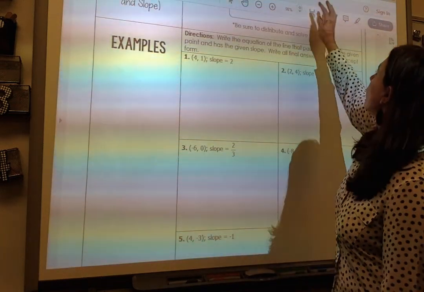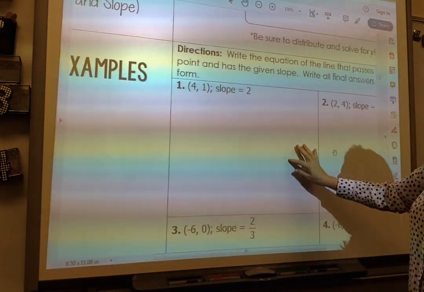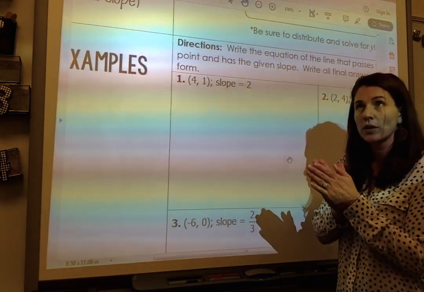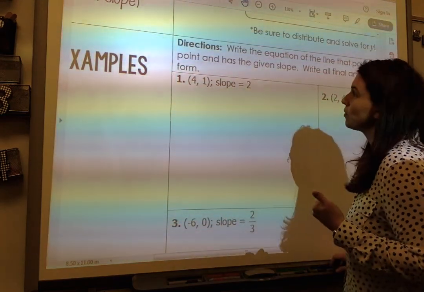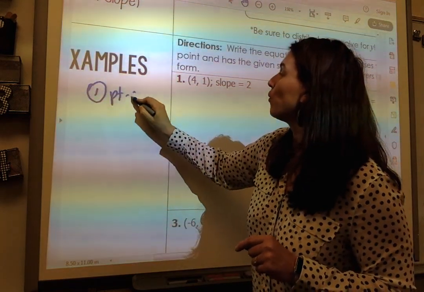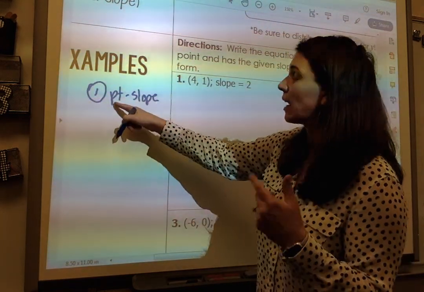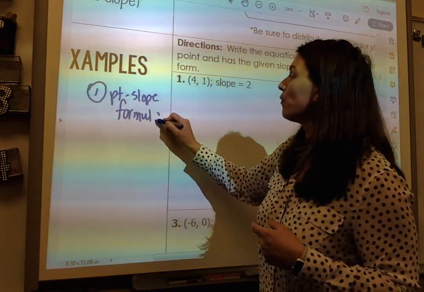I'm going to scroll up, and I don't have a place to write this part down. So if you want, you can do it on loose leaf or the left side of your paper where it's blank. The first way we did it was using the point-slope formula, because I gave you a point and I gave you a slope. That's why it's called the point-slope formula.